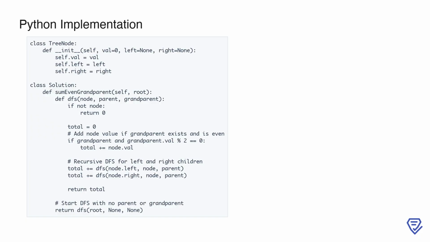Edge case handling. If the tree is empty, root is none, the function correctly returns 0. Nodes without grandparents are naturally ignored since the grandparent argument will be none. Complexity.